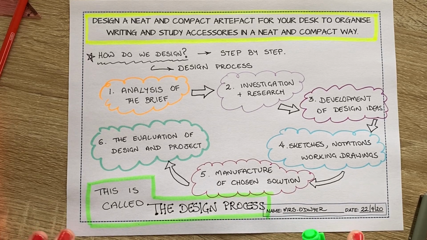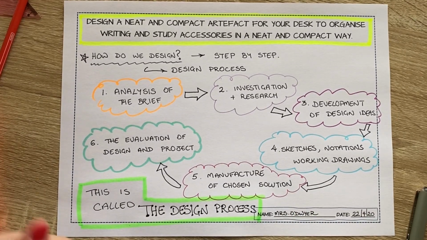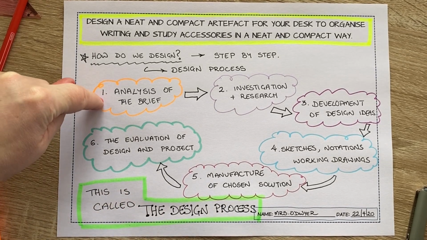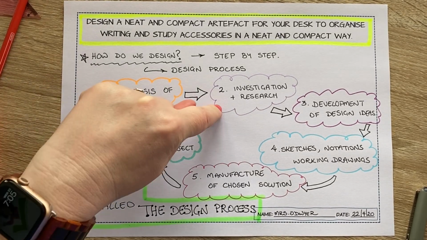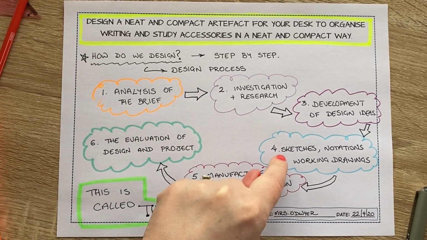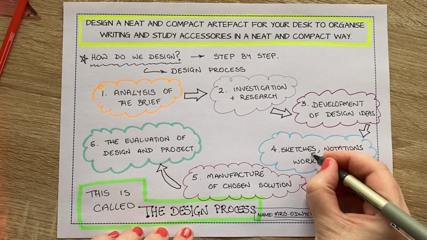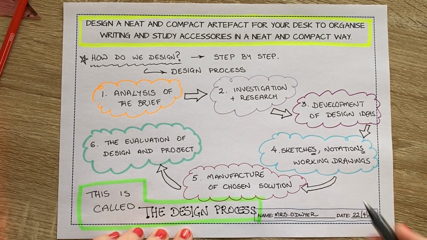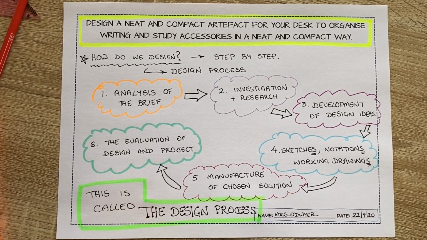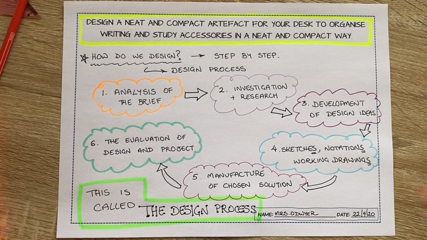Okay, so what am I saying when I say that? I'm saying that in order to design something, the process you must go through is: step 1, you analyze the brief. Step 2, you investigate and research the brief. Step 3, you develop your ideas. Step 4, you do some sketches, plural, underline it. Notations, which are notes, working drawings. So I must explain what a working drawing is too. Step 5, you manufacture your solution. Step 6, you evaluate your project.